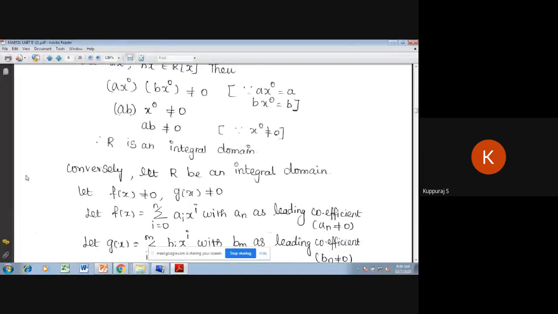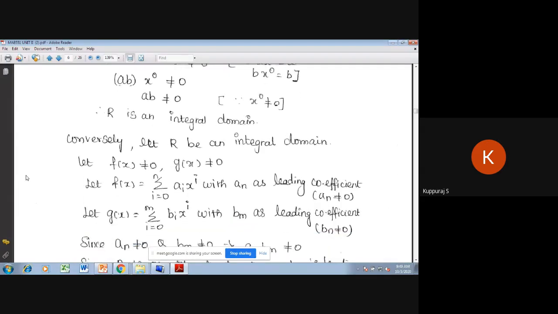f of x in summation form is the summation i equals 0 to n of ai into x power i. You know the degree of f of x is n and the leading coefficient is an. Then another polynomial g of x is the summation i equals 0 to m of bi into x power i. The degree of g of x is m and the leading coefficient is bm. Here the leading coefficients an and bm are not equal to 0, so only then can we say the degree of f of x is n and the degree of g of x is m.